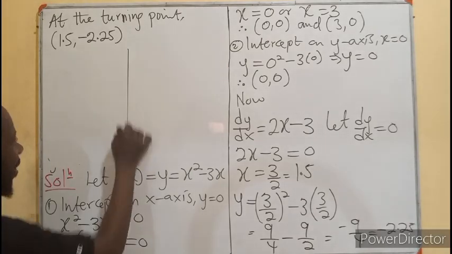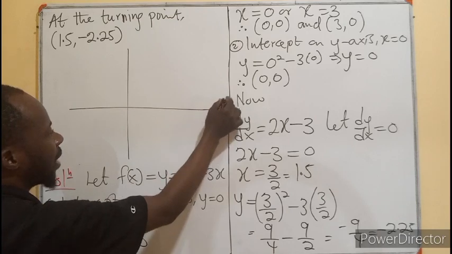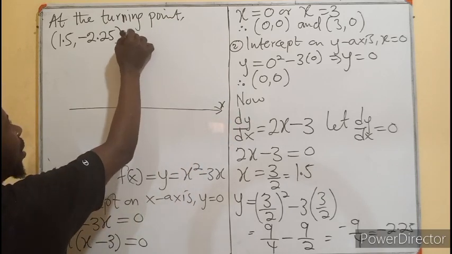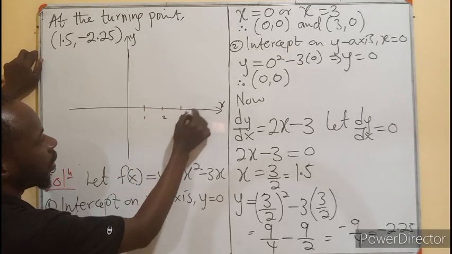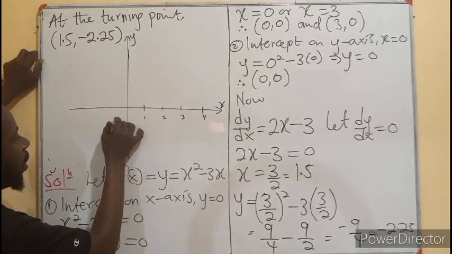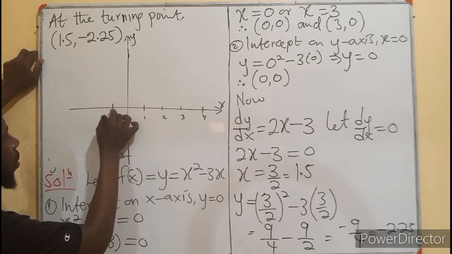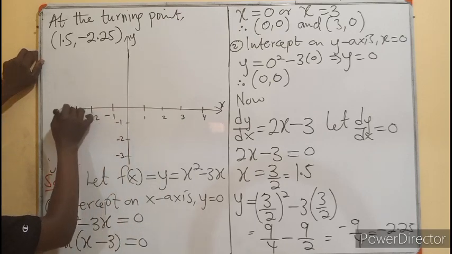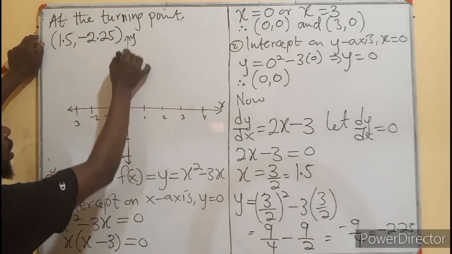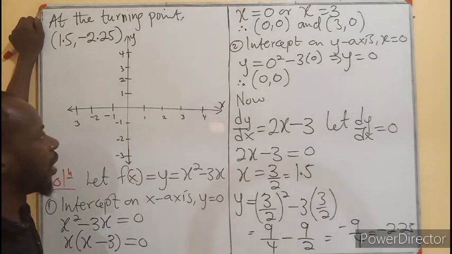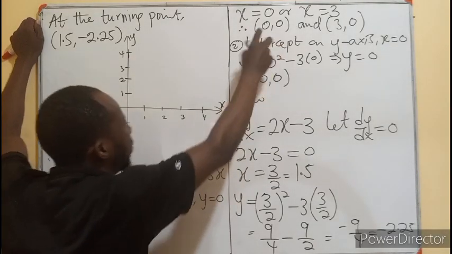So in the sketch of our curve, taking this to be our x-axis, this to be our y-axis, let me just say 1, 2, 3, and 4. Negative 1, negative 2, and negative 3, negative 1, negative 2, negative 3. So 1, 2, 3, and 4. Already we know that the first intercept we have is 0, 0.